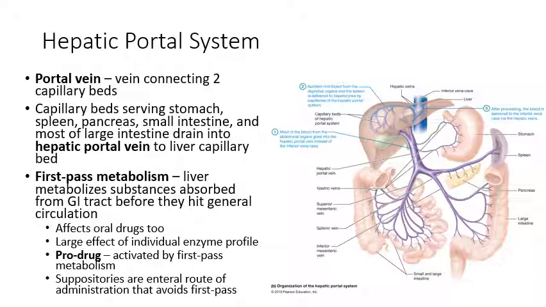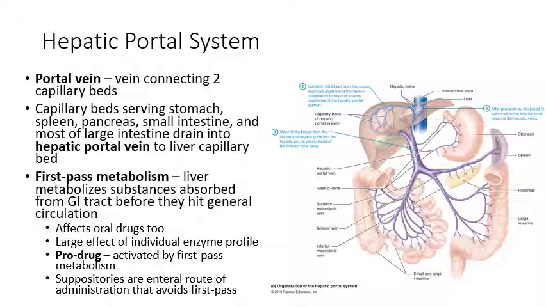The liver's job is to kind of detoxify things and metabolize them. So any substances that you've eaten that may affect the functioning of your body, that are not just food, like a drug or a toxin, are all going to be acted on or metabolized in the liver to reduce the toxicity or reduce the effect that it has on your body, and just to make it easier to excrete those things. And this is called the first pass metabolism.